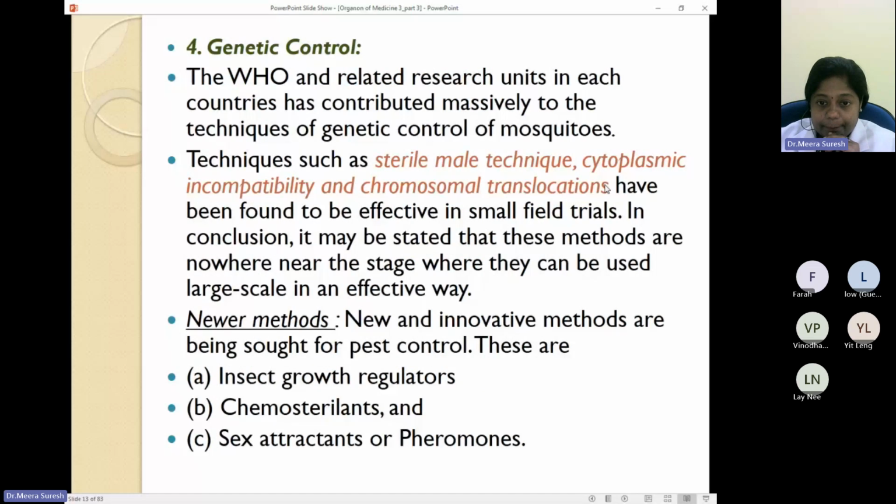The other one is chromosomal translocation. You know this from the genetics chapter, chromosomal translocations. What is chromosomal translocation? Can anyone tell me what chromosomal translocation is?